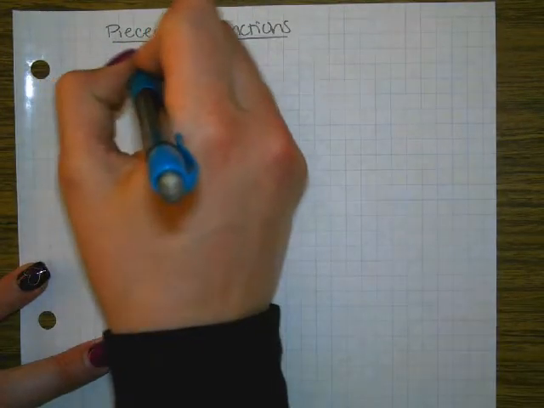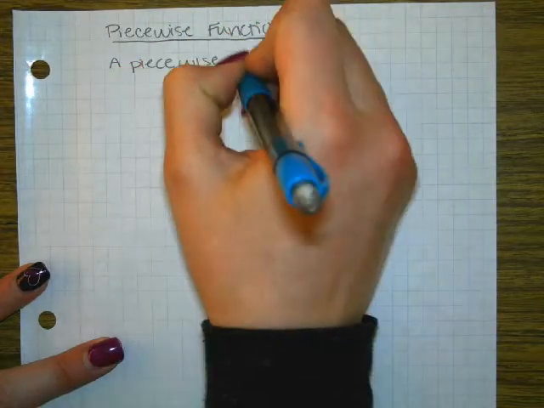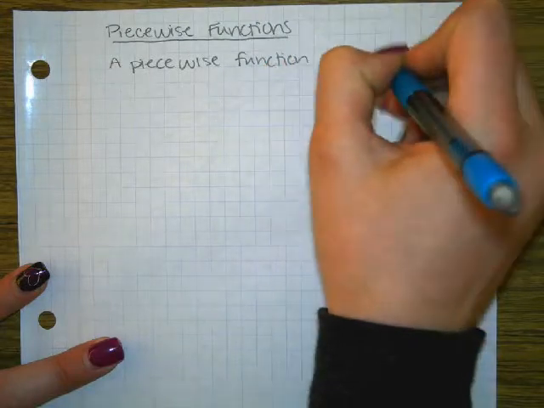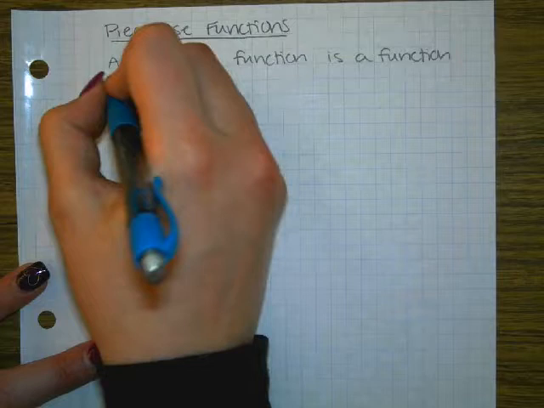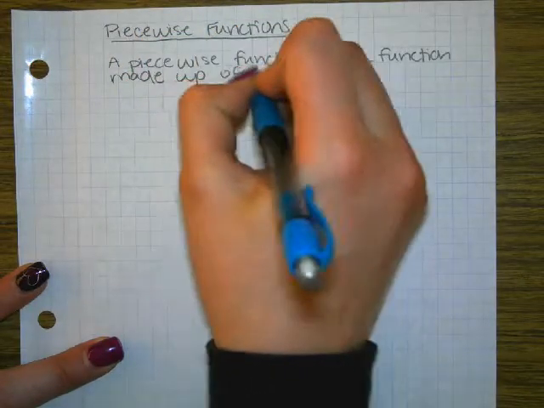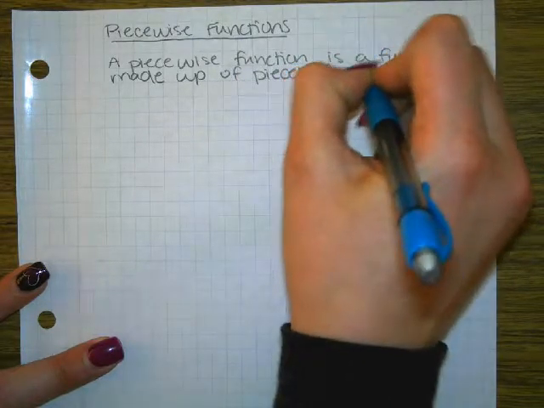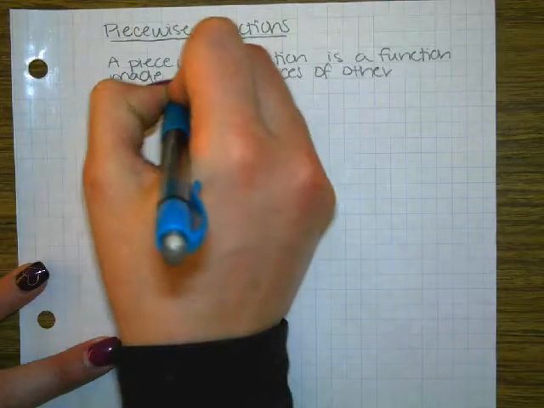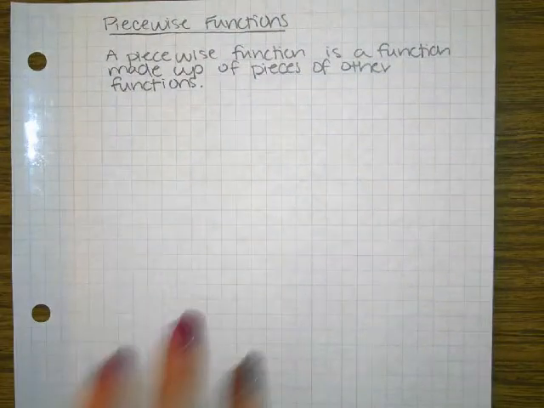All right, a piecewise function is a function made up of pieces of other functions. Wait a minute now. A piecewise function is a function that is made up of pieces of other functions.